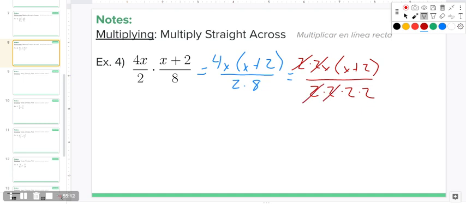Can't cancel any x's, and we can't cancel this second 2 in our parentheses because it has the plus sign. It's within the parentheses. We need to distribute it through. So I'm going to go to another line here, rewrite what I'm left over with.